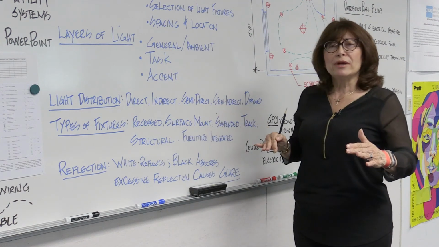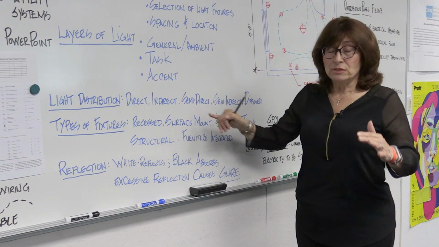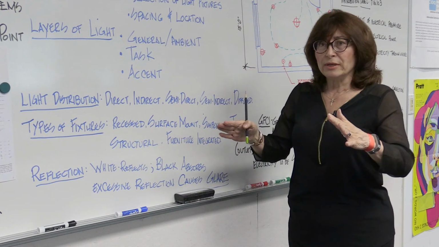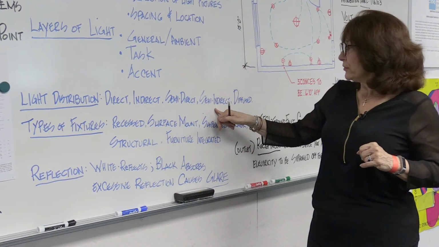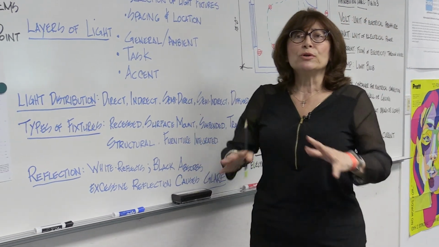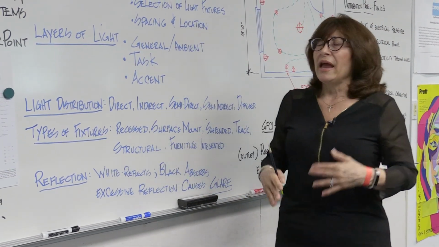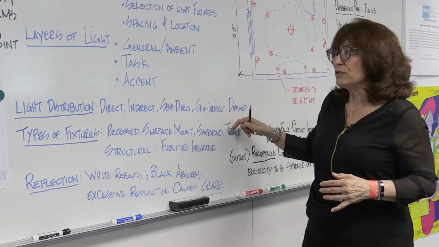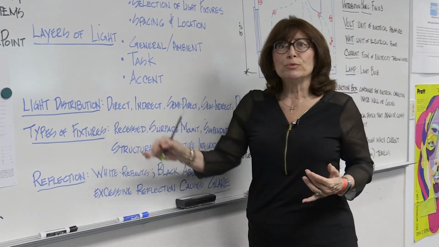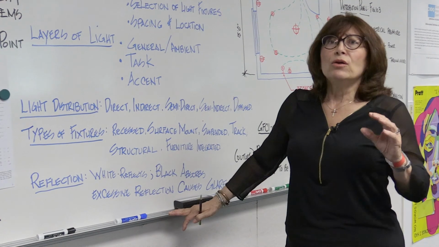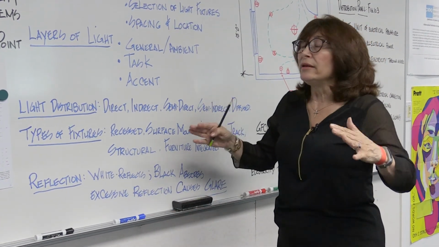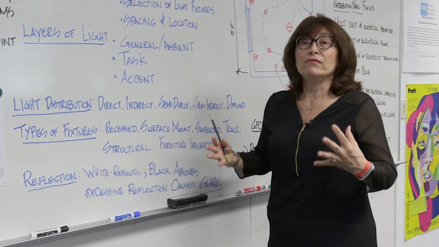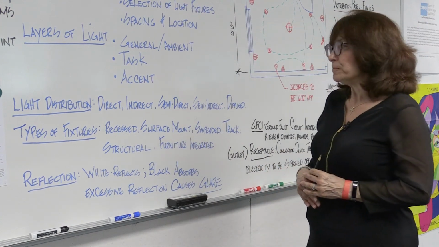Semi-direct and semi-indirect, there's some light going down, some light going up. Same thing here. With semi-direct, we have more going down, a little bit going up, and here the opposite. And then the last is diffused, where you have light going in all directions. A globe-type pendant can give you light in all directions, and that would be diffused. So you want to think about light distribution because that helps you to identify where the light is going to hit in the space, and you will know if it's the effect that you're trying to create.